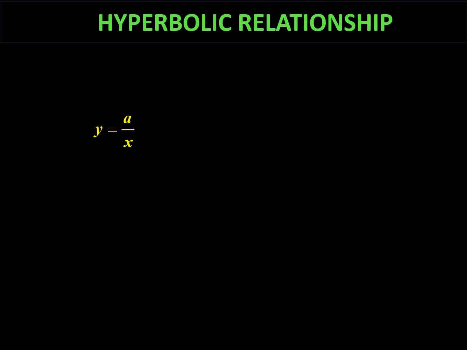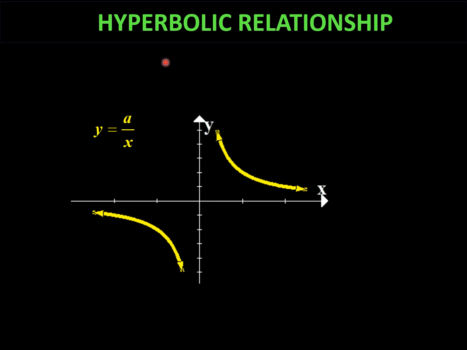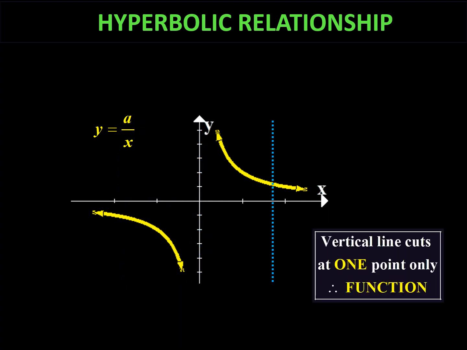Let's look at the hyperbolic relation. There we have a hyperbola. Let's apply the vertical line, once, still once. Therefore, it's a 1-to-1. Therefore, this would represent a function.